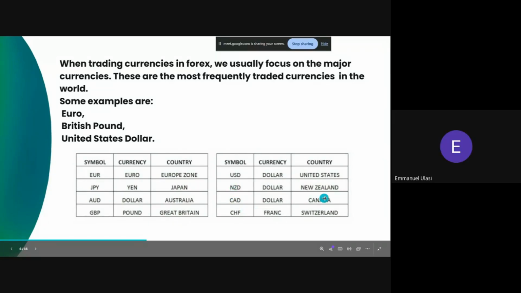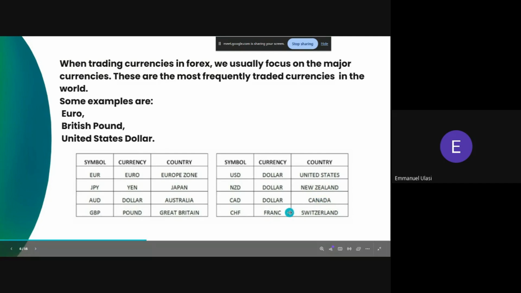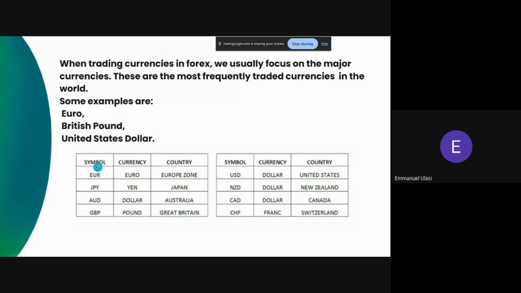Moving on, we have the Canadian dollar, which is the currency used in Canada, and the symbol for this is CAD. And last but not the least, we have the Swiss franc, which is the currency used in Switzerland, and the symbol for this is CHF. So these are the 8 major currencies we have in the world, their symbols, and the countries that use them.